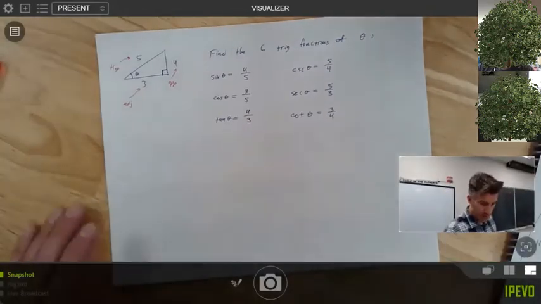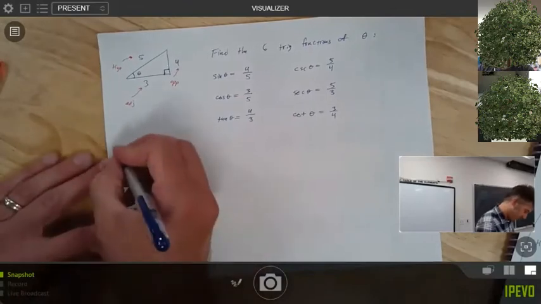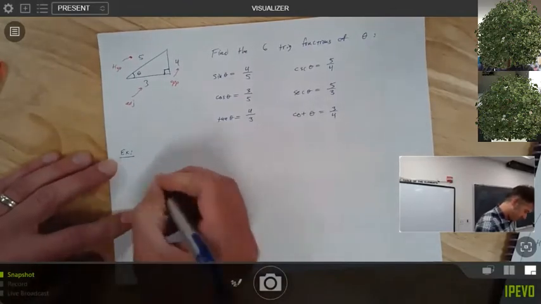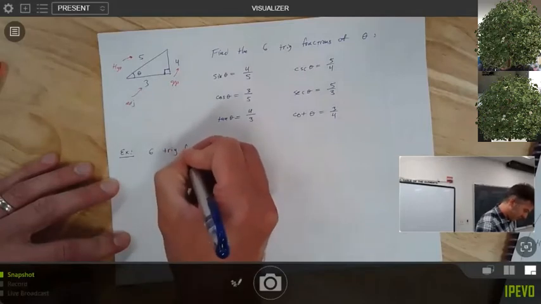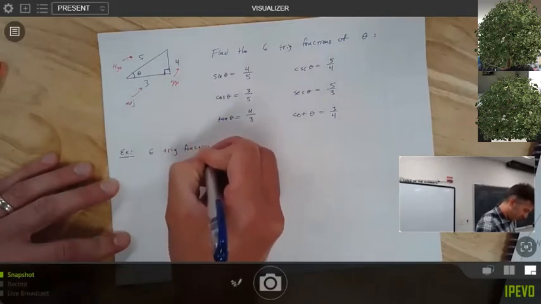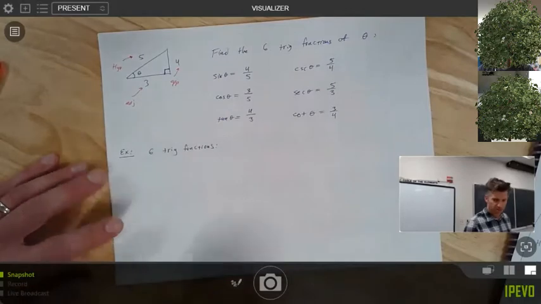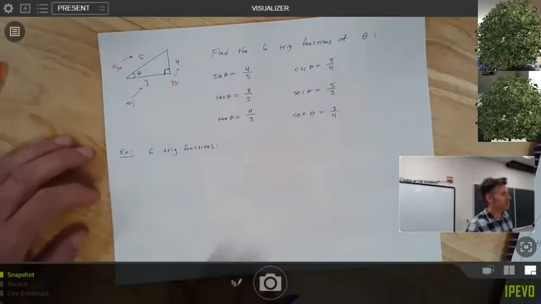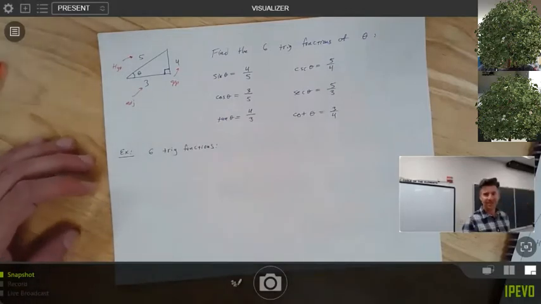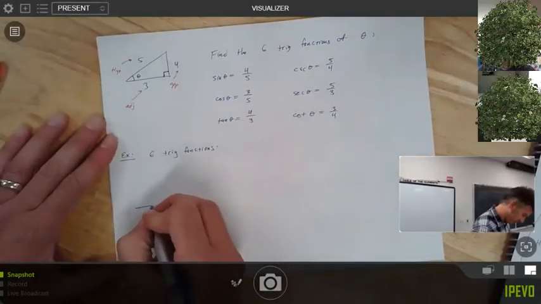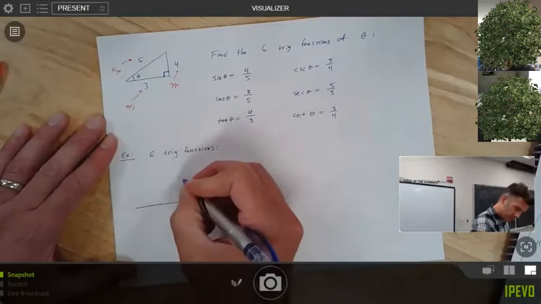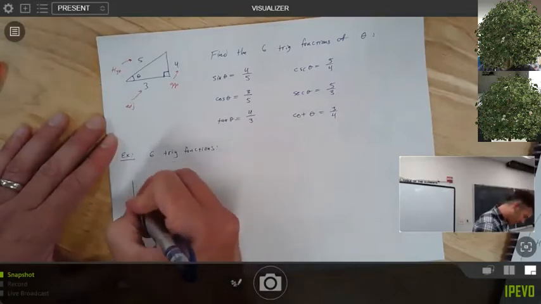All right, let's do another one. So we want to find the 6 trig. I'm getting a little bit more abbreviated with my writing here because we end at 2:20. Well, shoot. Okay, so let's look at this one. Where'd you go? Sorry, there's no picture.